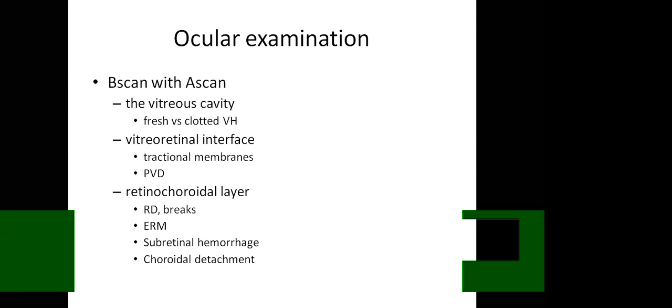Then you also want to look at the retinochoroidal layer for any detachment, breaks, epiretinal membranes, subretinal hemorrhage, choroidal detachment. This may give you a guide on the cause of your vitreous hemorrhage, and it's also important because it will determine your management.